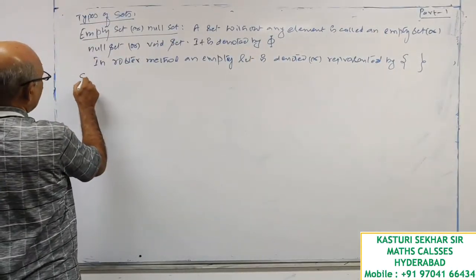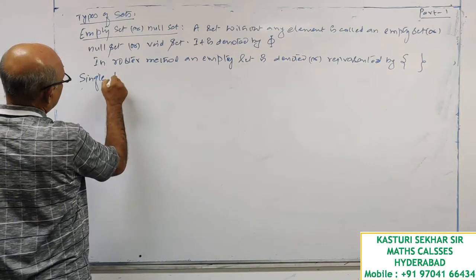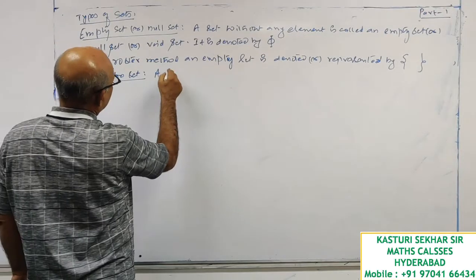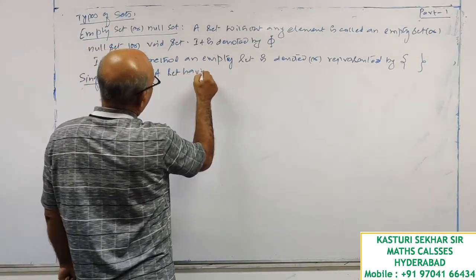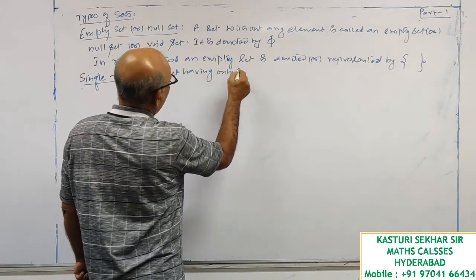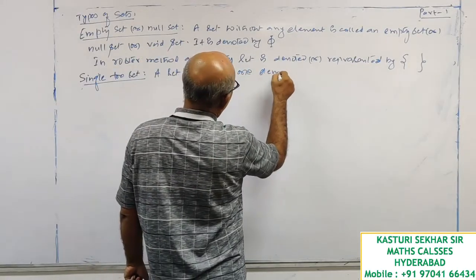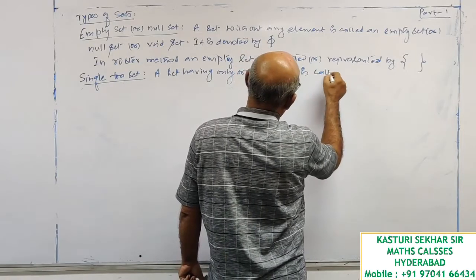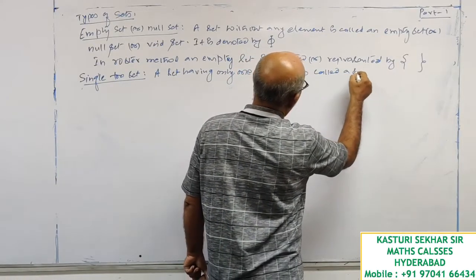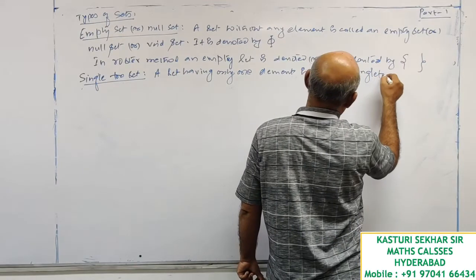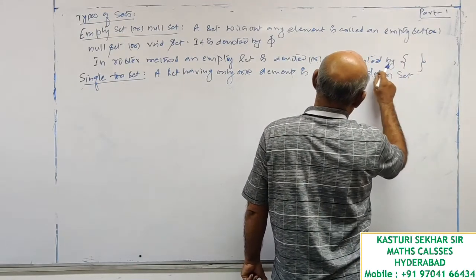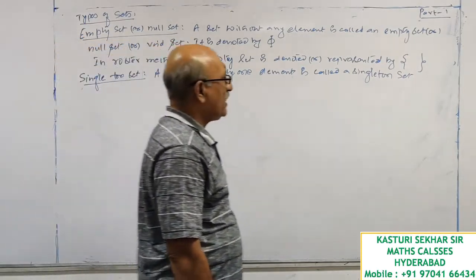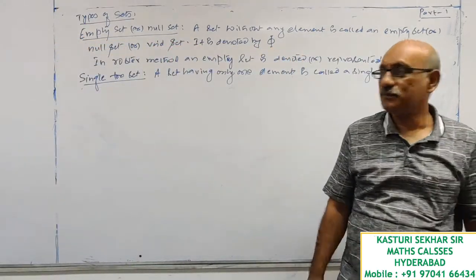Next one is singleton set. A set having only one element is called a singleton set.